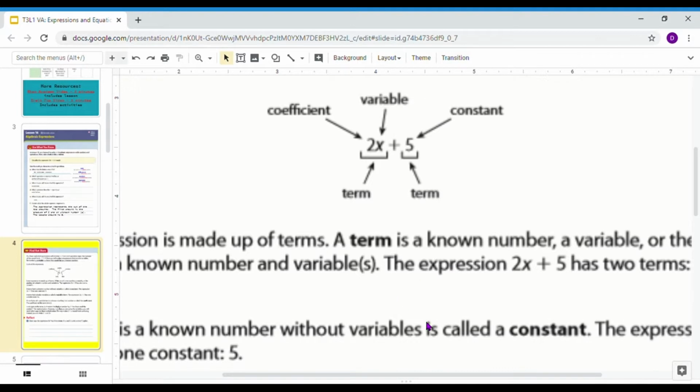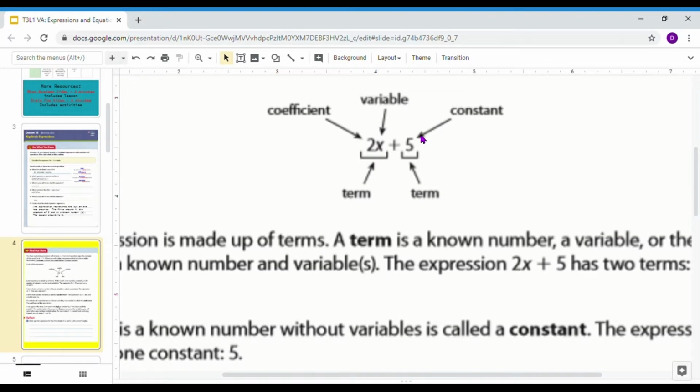The next thing that we are going to talk about is constants. It says a term that is a known number without variables is called a constant. So a known number, meaning it is a number, it doesn't have any letters attached to it. We can see that this 5 right here is a constant because it's a known number. The 2x is not a constant because we have a letter attached to it. So the constant is 5 in this expression.